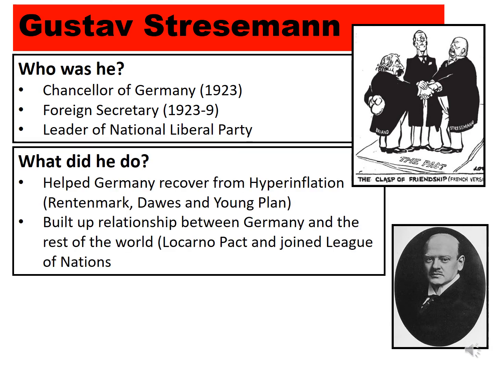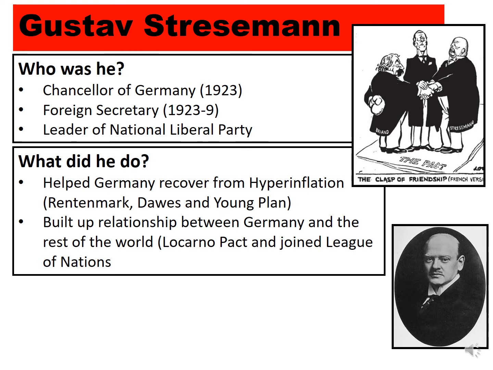So what did he manage to do? You can break Gustav Stresemann's achievements into two groups. He helped Germany recover from hyperinflation, so he helped the German economy, and then he built up relationships between Germany and the rest of the world, so he helped Germany's reputation. He helps the economy by introducing a new currency as Chancellor in 1923, a temporary currency called the Rentenmark, which had more value to it than the mark had. It was valued against property. So that means that the economy begins to get more stable. It begins to come under control and people start to use money again.